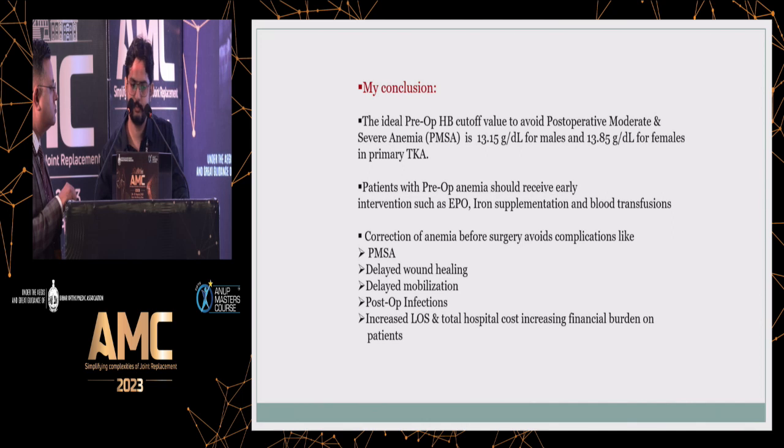Seeing these two papers, my conclusion is that the ideal preoperative HB cutoff value to avoid postoperative anemia, both moderate and severe, is 13.15 grams per deciliter for men and 13.85 grams per deciliter for females. Many patients won't have severe anemia because we screen them out before surgery, so they are clubbed together as a single group. Patients with preoperative anemia should receive early intervention such as erythropoietin, iron supplementation and blood transfusions.